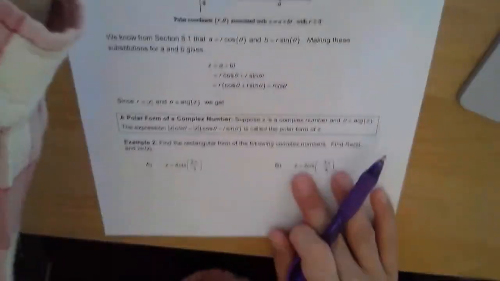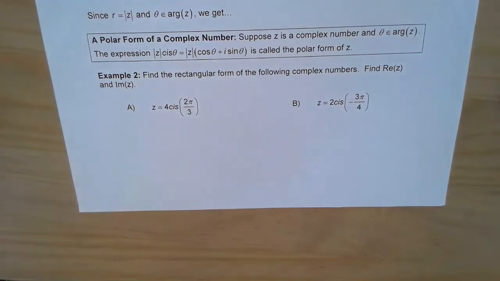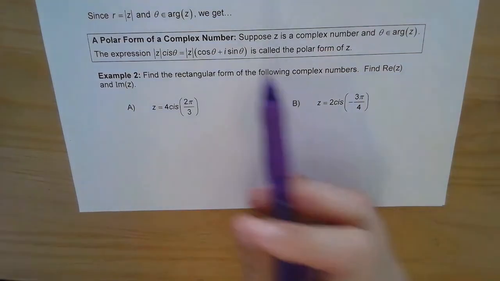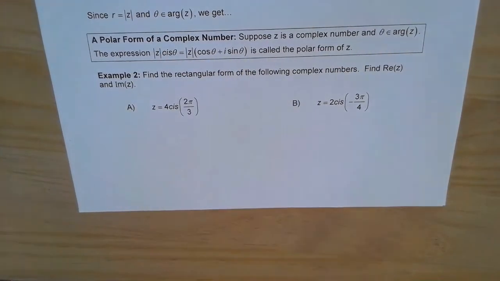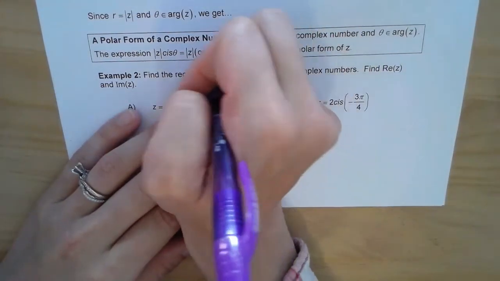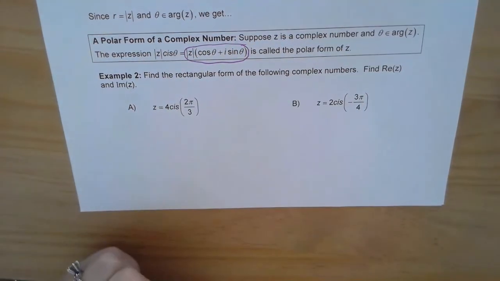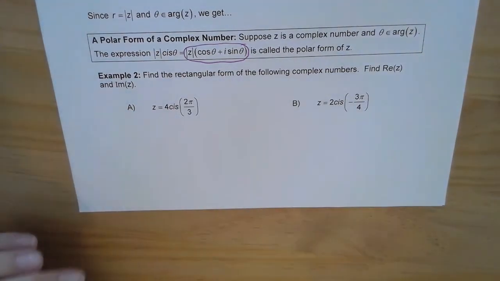Okay, so the polar form of a complex number. Suppose z is a complex number and theta is within the argument of z. The expression modulus times cosine theta plus i sine theta is called the polar form of z. So see how they put the i in front there. This is what we have to remember, that when we're talking about complex numbers, this is the polar form right here. So we are going to do some of that now.